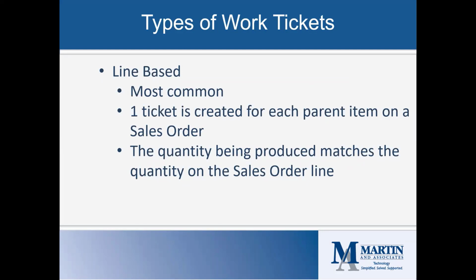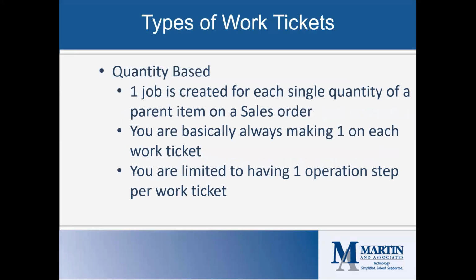So what that is: each parent produced item that is on a sales order is going to get its own unique work ticket number, again prefixed with the sales order number, and the suffix is going to be its own unique number relating to that line item on the sales order. And you're going to be producing the same quantity on that work ticket that is on the sales order line. And I have some screenshots of that here in just a second.